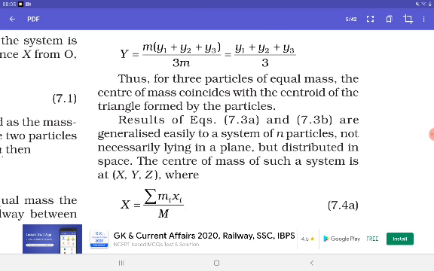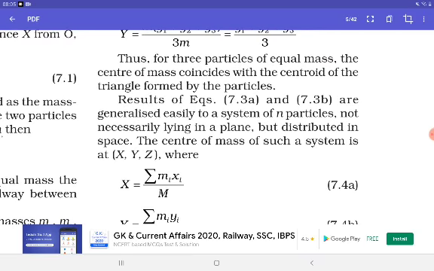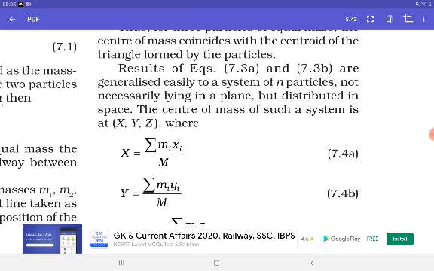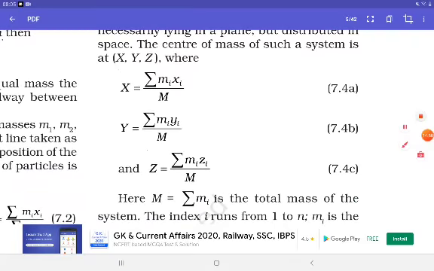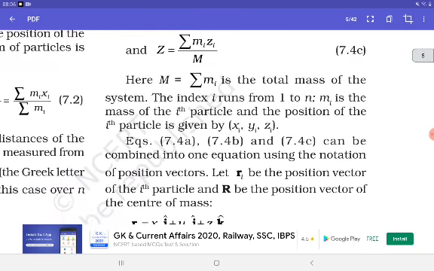Results of equations 7.3a and 7.3b are generalized easily to a system of n particles, not necessarily lying in a plane but distributed in space. The center of mass of such a system is at x, y, z, where x equals sigma mi xi divided by M, y equals sigma mi yi divided by M, and z equals sigma mi zi divided by M, where M equals sigma mi is the total mass of the system. The index i runs from 1 to n.